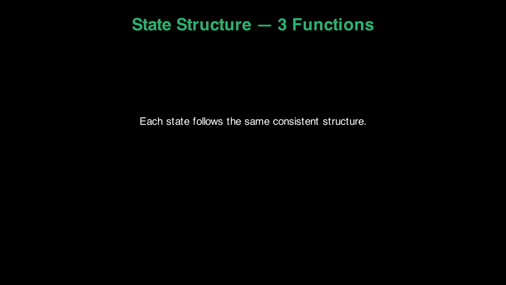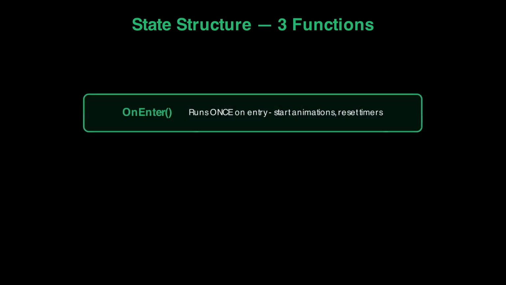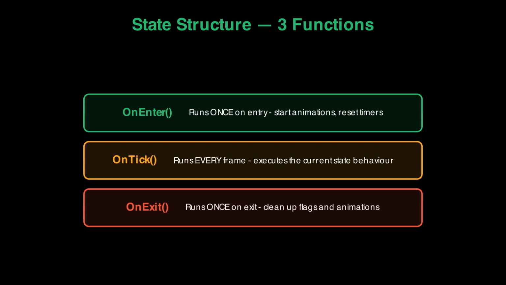To keep states consistent, each state follows the same structure. Every state has three main functions. OnEnter runs once when the state starts. OnTick runs every frame or update. OnExit runs once when the state ends. This structure allows the unit to set up behavior when entering a new state and clean up when leaving it, such as resetting the timer or switching animations.